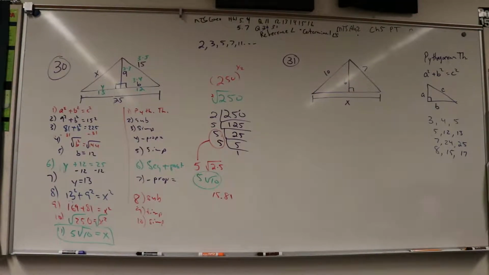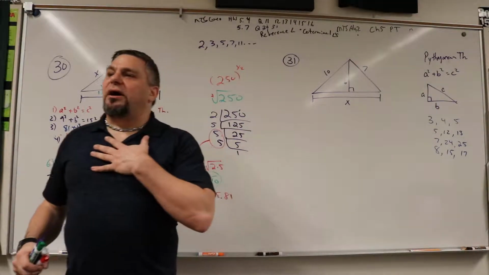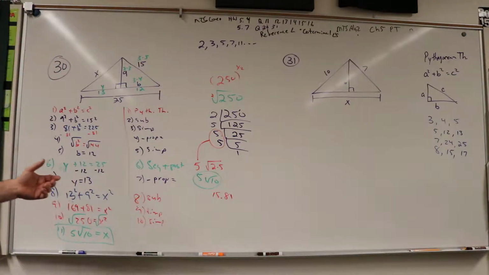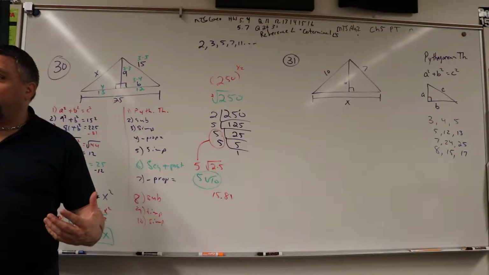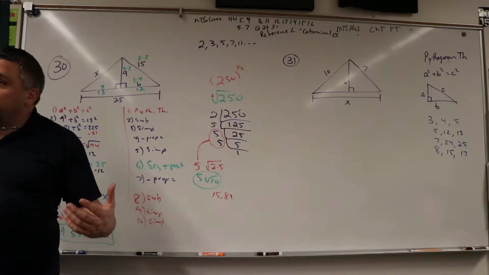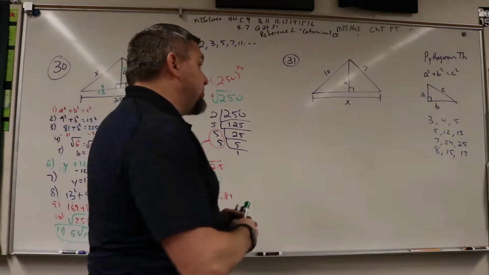Let's do number 11 now. What if I say, like on our test, I'm not going to make you do a 2-column proof, but I want you telling me what you're doing to solve it. Does that make sense? So you might not have to do a 2-column proof, but you've got to tell me what you used to solve this.